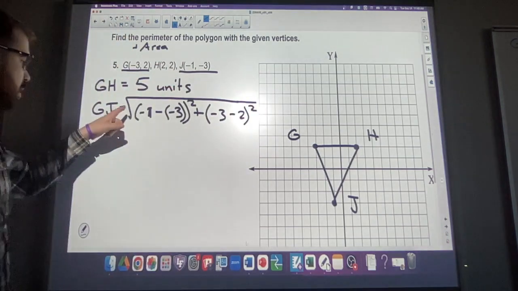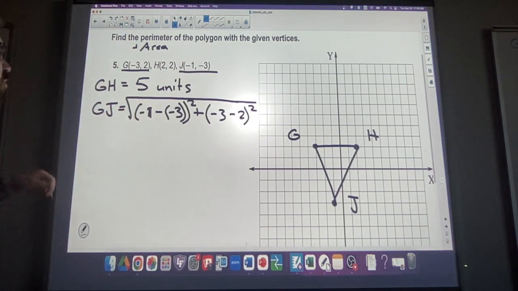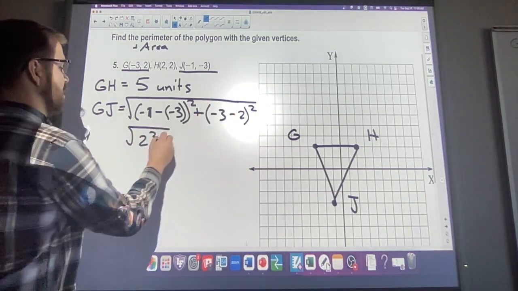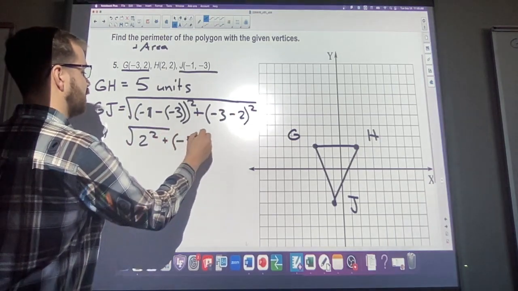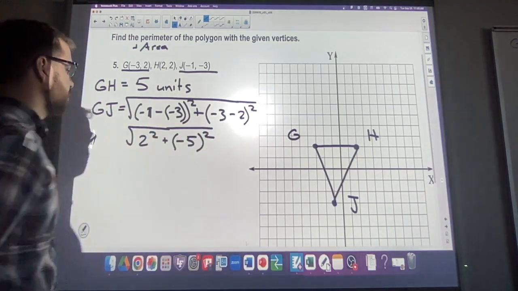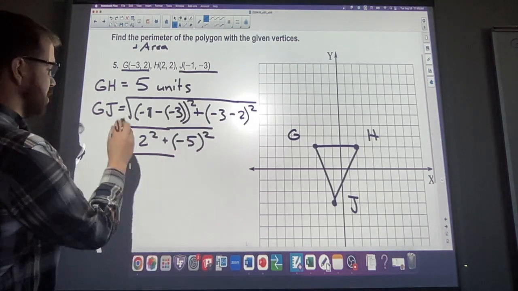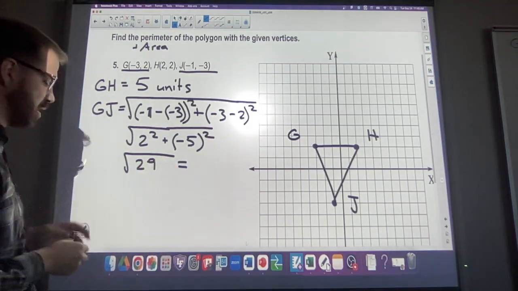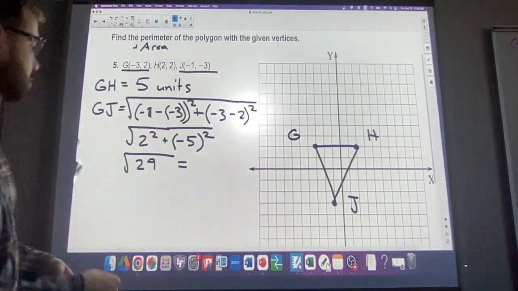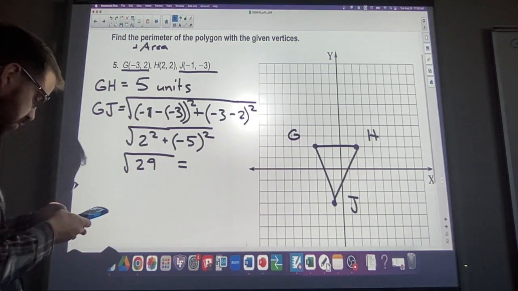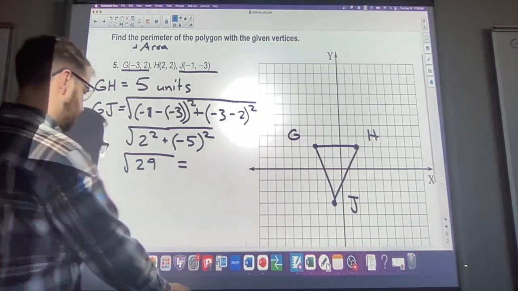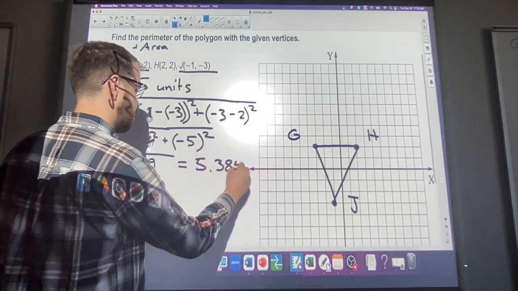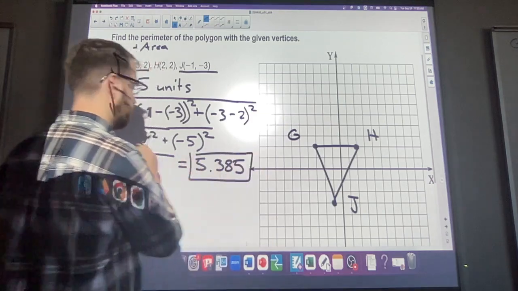Okay. -1 minus -3, it's really +3, so I end up with 2. So it's going to be 2 squared, -3 minus 2 is -5. So we end up with -5 squared. And if we put that all in there, we get 4 and 25, so we get the square root of 29. And the square root of 29 is 5.385 units. Okay, so there we go.